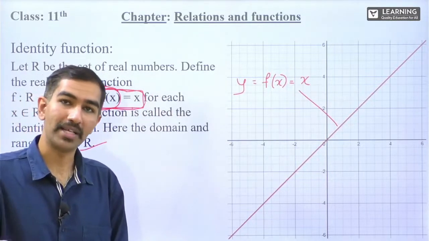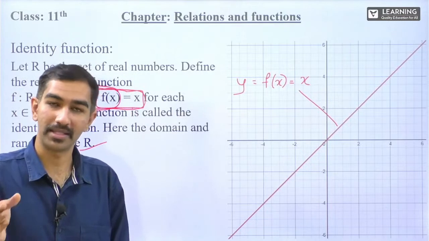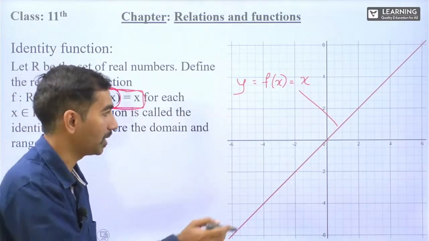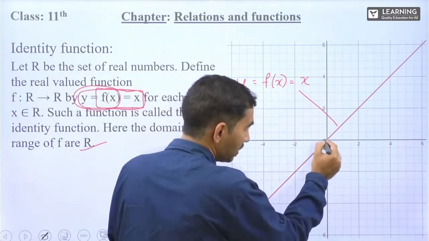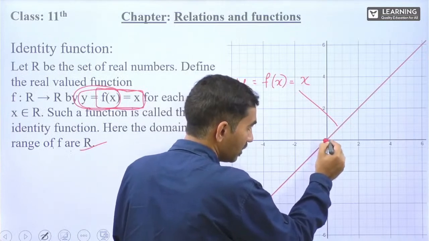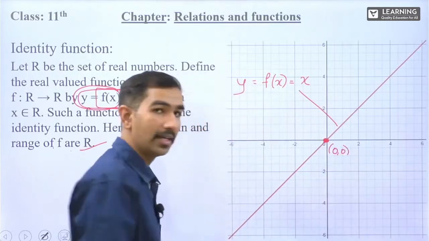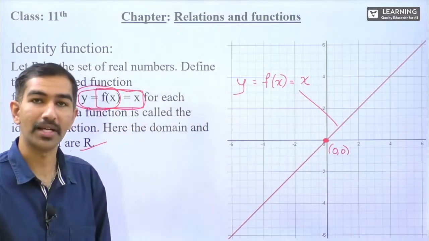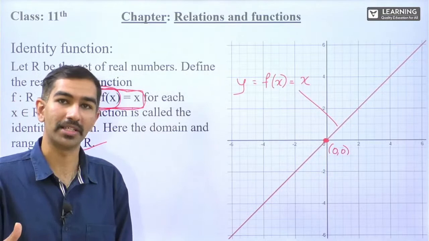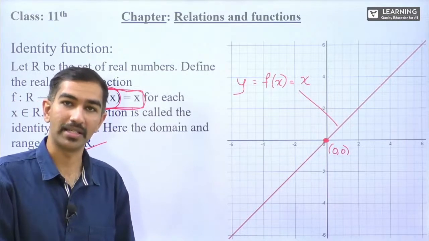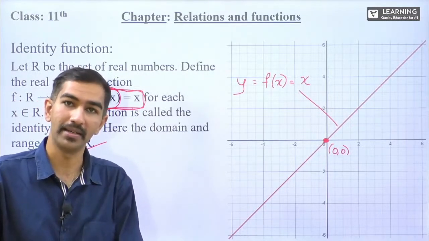Whatever value of x you input, the same value y will also take. If you want, you can observe here. See the very first point. What is the point here? It is (0, 0). X is how much, students? 0. Then y is also 0. Identity function: whatever x value takes, the same value will also be taken by y.